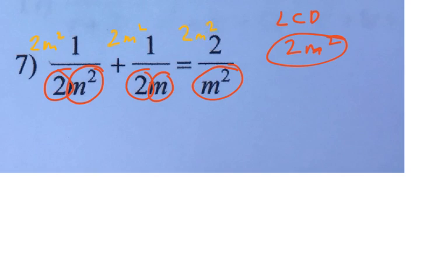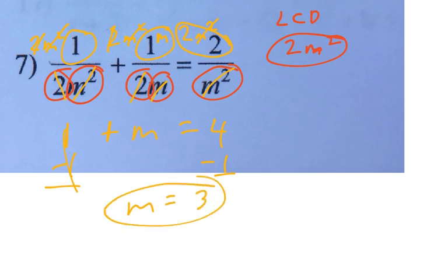Let's see what happens. Here, the 2 and the m squareds cancel out. I'm just left with 1. Plus, here, the 2's cancel out. M squared over m is m, so what's 1 times m? M equals. Here, the m squareds cancel out. I have 2 times 2, which is 4. All I have to do now is minus 1. M must be 3.